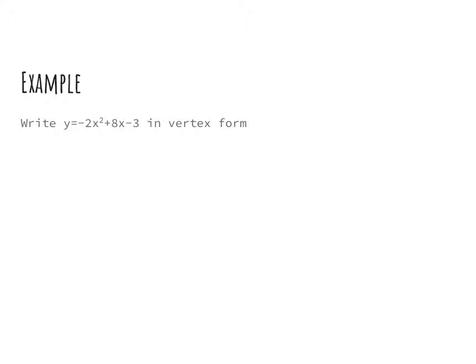Now we're going to take a look at what happens when we have a number in front of the x squared, like this negative 2x squared. So we're going to do the same thing that we did before. We're going to put parentheses around the x squared and the x term. But now, in order to complete the square, we can only have an x squared. So we're going to factor out what's in front of the x squared. So I'm going to factor out a negative 2, and that's going to leave me with x squared minus 4x.